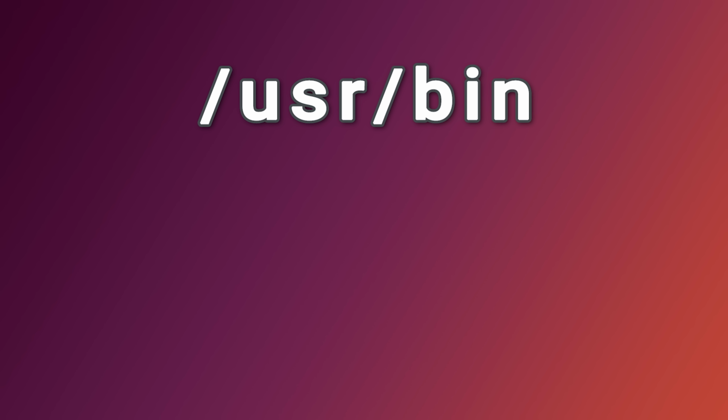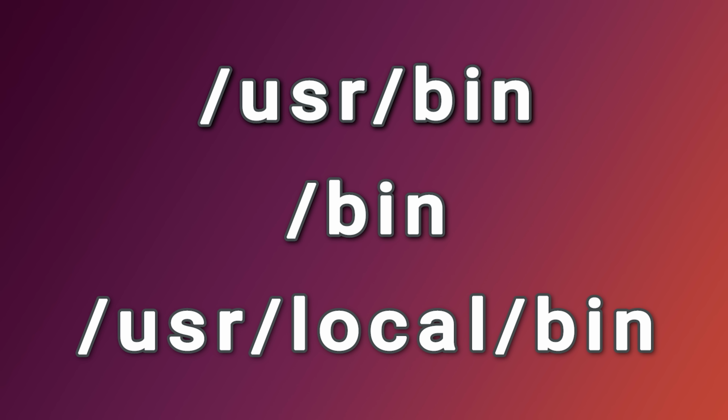For example, let's say that you type the command ls into the terminal. The system will search each directory listed in the PATH in order left to right until it finds the ls executable. By default, the PATH variable on most Linux systems includes directories such as /usr/bin, /bin, and /usr/local/bin. In a typical Linux configuration, these directories contain many of the most commonly used binaries on the system.